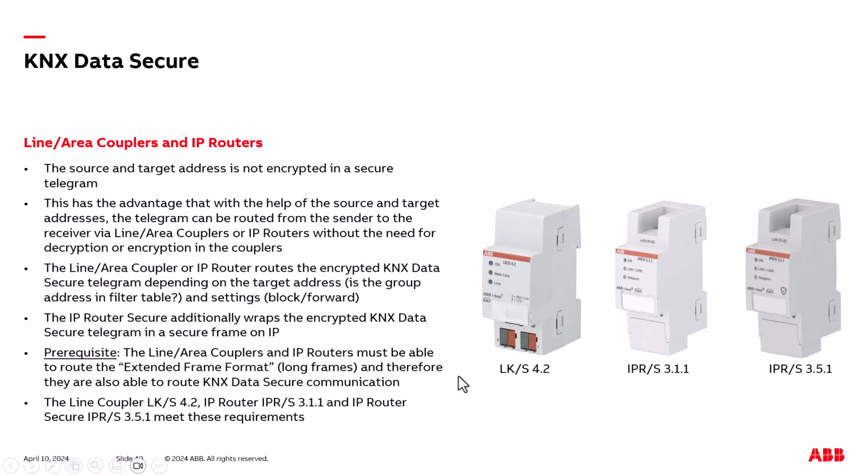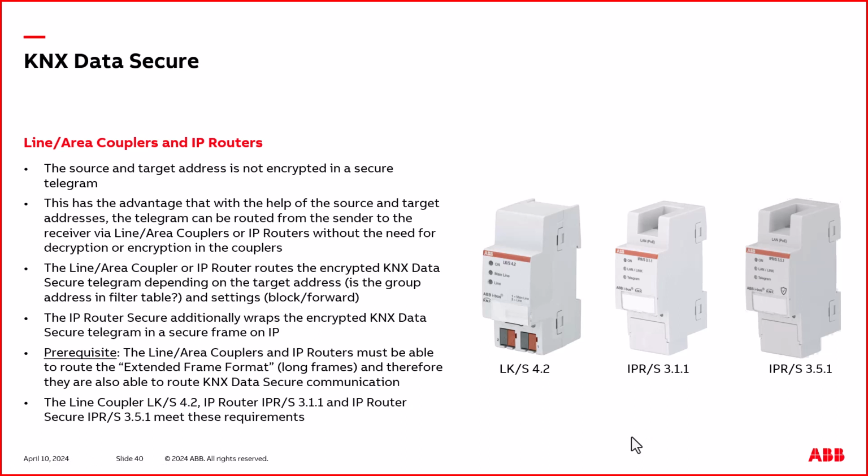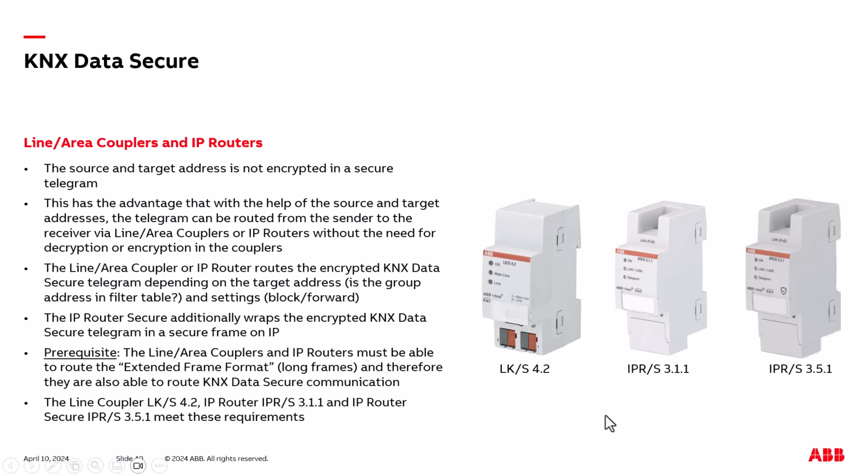And at the moment, our latest devices, the line coupler LKS 4.2, IP router IPRS 311, and the secure IP router 351, they meet these requirements. So we do not have to replace the devices when you now add data secure devices. If you have former devices, please check, or in the worst case, you have to replace the IP routers or the line couplers with these devices here.